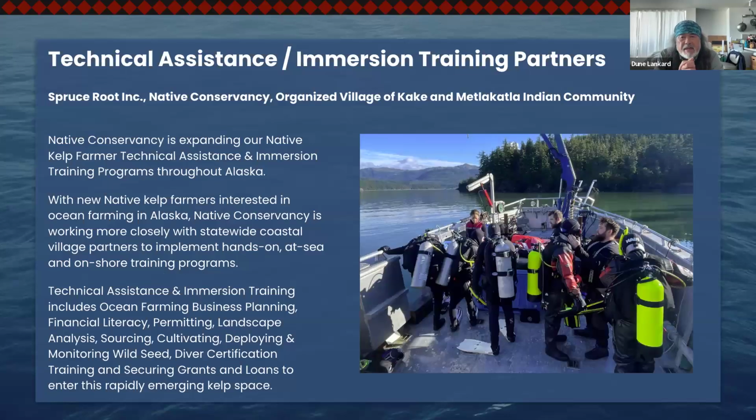So we feel that with the work that we're doing and the partners that we have with Spruce Root and the Organized Village of Kake and the Metlakatla Indian Community, that we're going to be able to build a coastal economy that's going to help take care of the land, take care of the ocean, take care of the people. And in these times of hardship, we're going to have to rise up and think about where our food sources come from. We're going to have to organize. We're going to have to network. We're going to have to work together and collaborate, build partnerships, and do everything we possibly can to exist during these climate changing times.